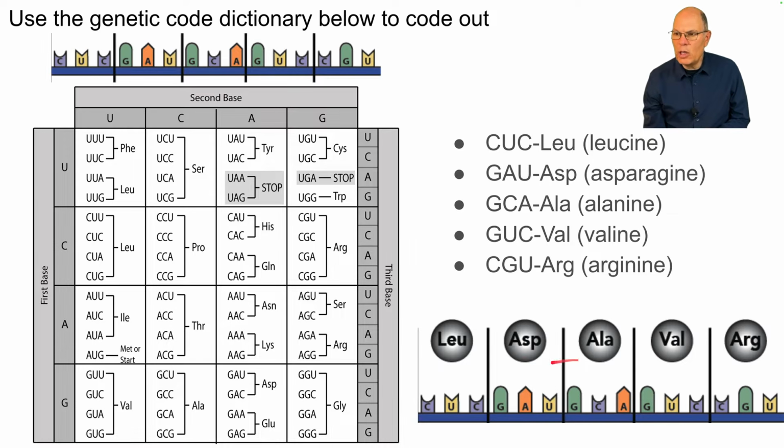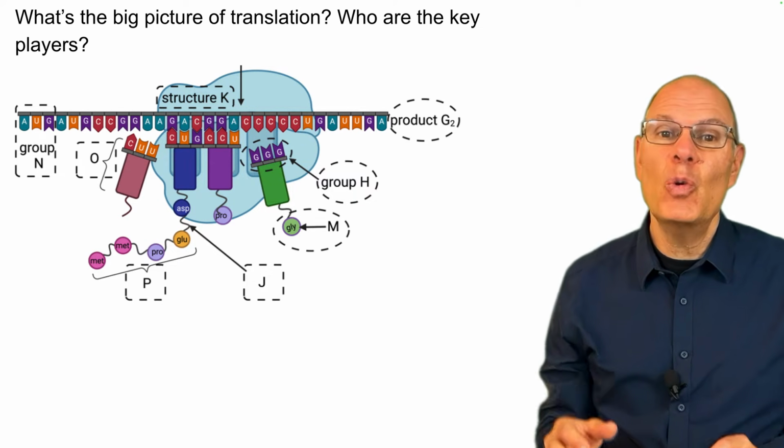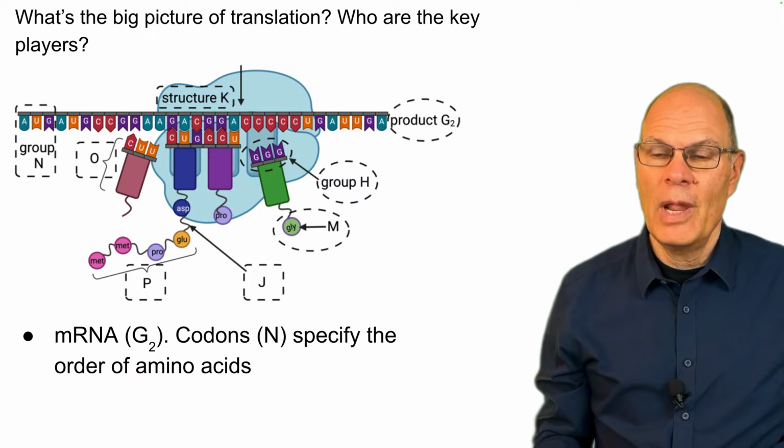Here you see all of the amino acids and their corresponding codons represented here. What's the big picture of translation? Who are the key players?